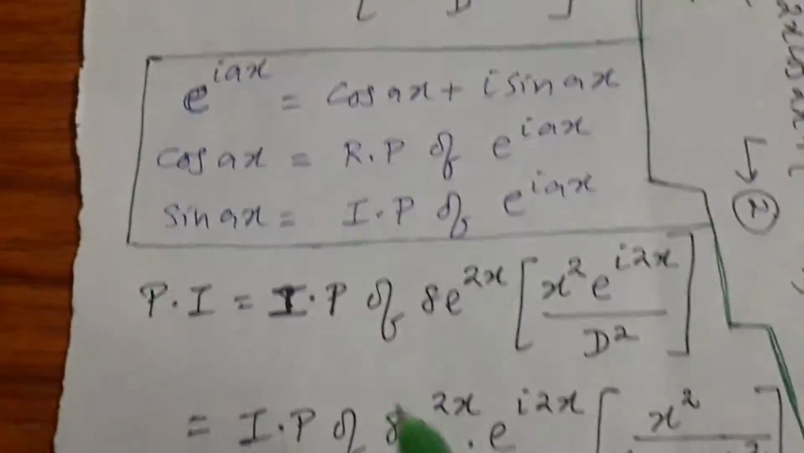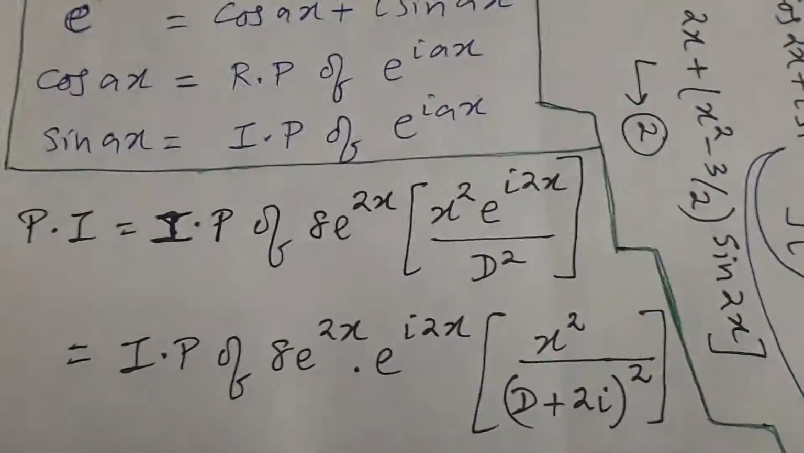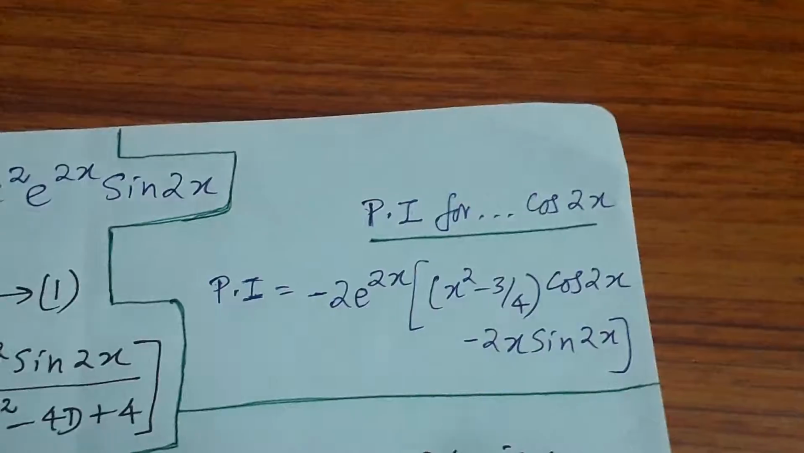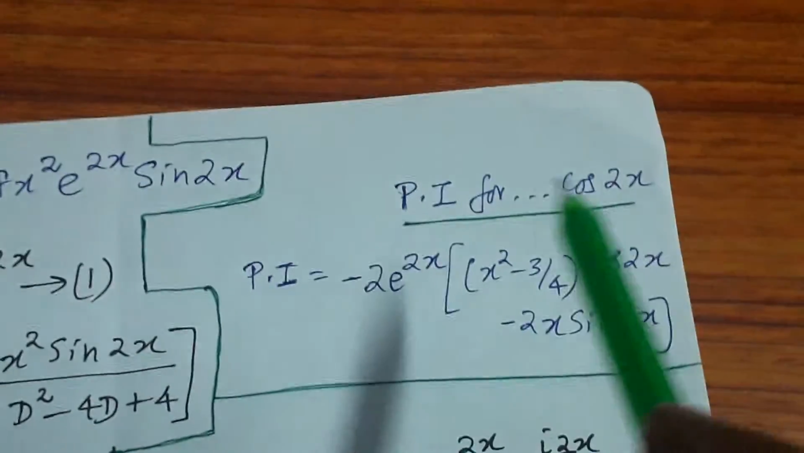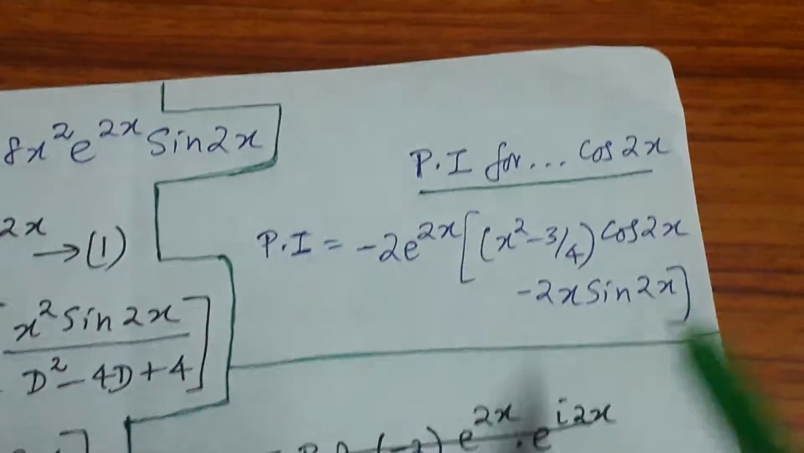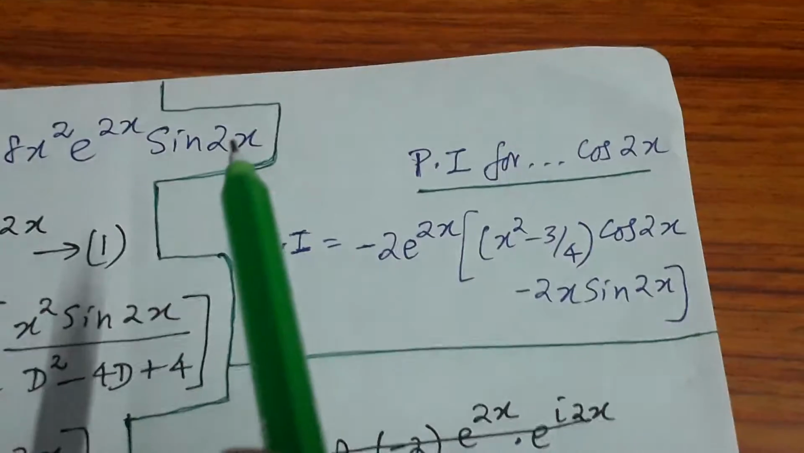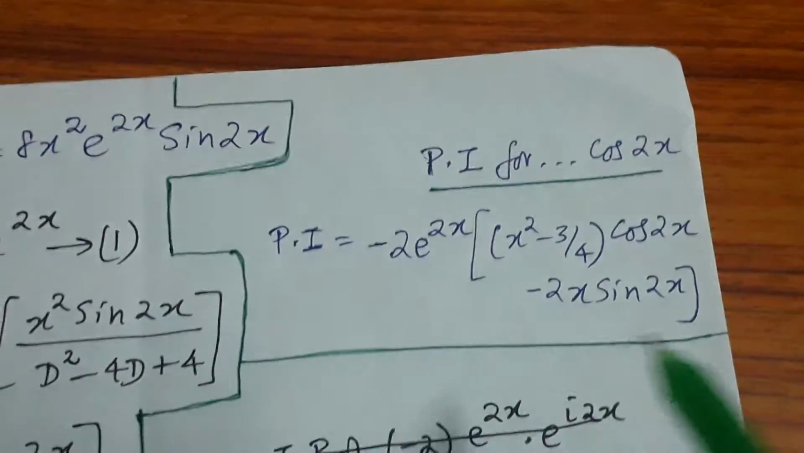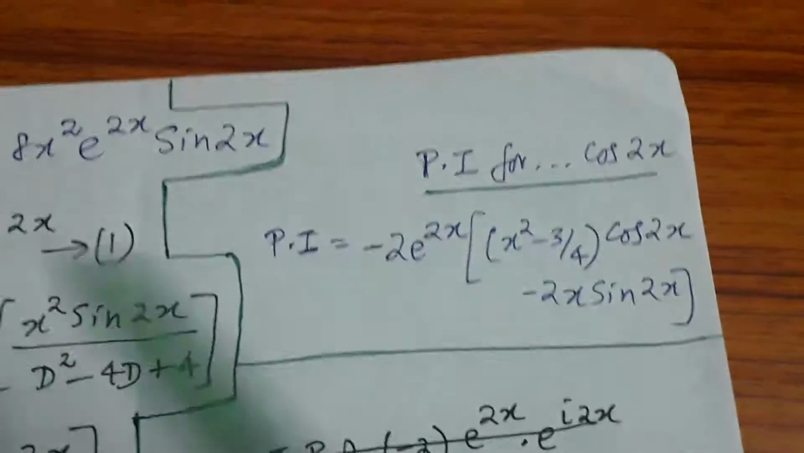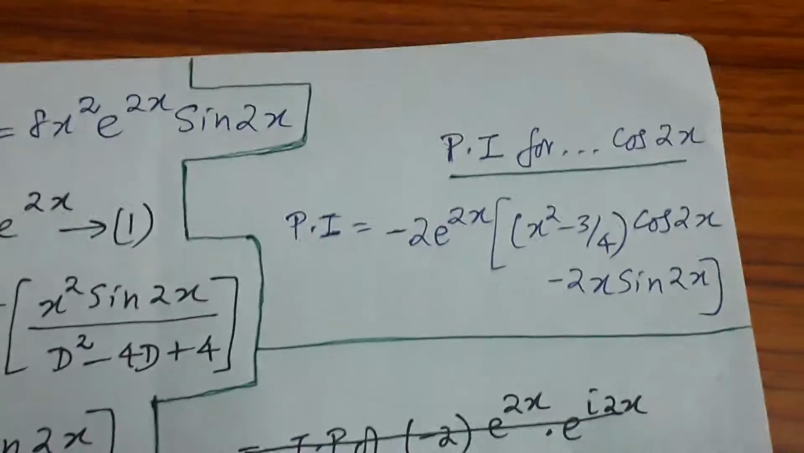So wherever you had the imaginary part, you will get the real part of. So for the final answer, we have to consider only the real part. So this is the real part particular integral for the same problem. If it is cos 2x, this will be the particular integral for cos 2x. For x squared e power 2x cos 2x, this will be the answer. Complementary function is the same. Okay, a slight modification. Take care.